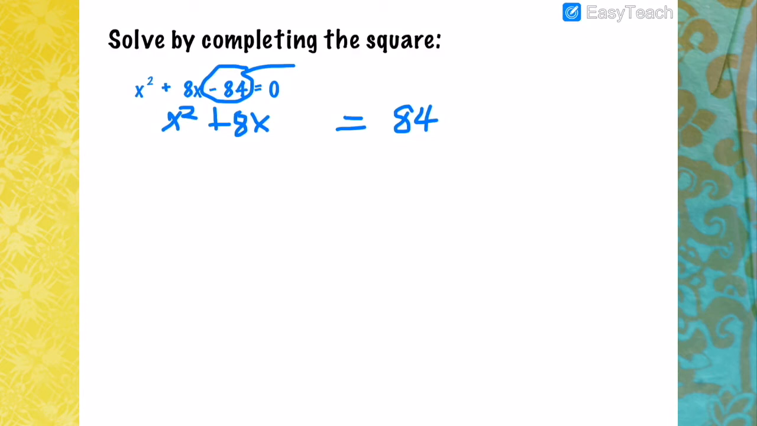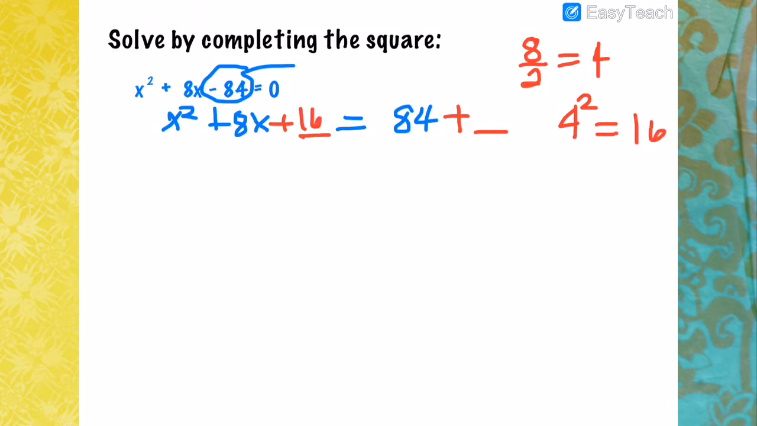The next step is to add a blank to both sides, plus, plus. Then we divide the middle term by 2. 8 divided by 2 is 4. Then we square that answer. 4 squared is 16. Then we add 16 on both sides of the equation.